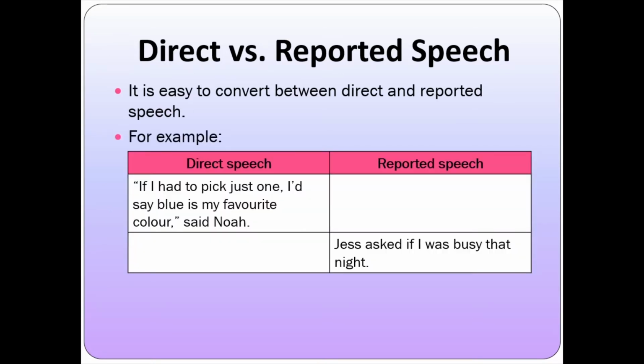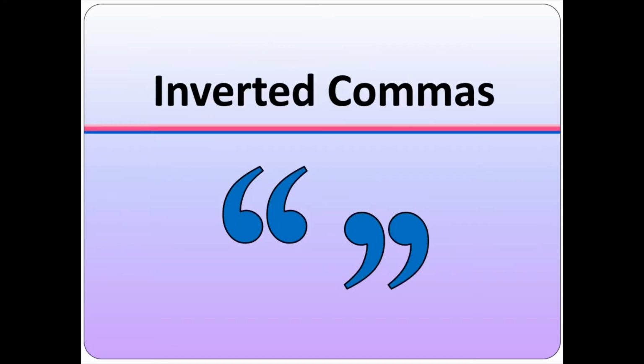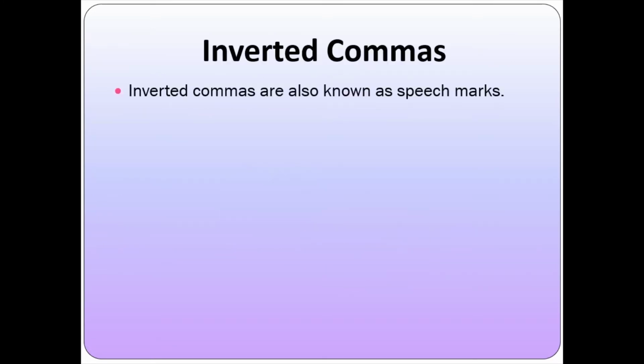Okay. So, it's very easy to convert between direct and reported speech. For example, direct speech here. "If I had to pick just one, I'd say blue is my favourite colour," said Noah. Okay. Noah told me his favourite colour was blue. As simple as that. And again, Jess asked if I was busy that night. To put that into direct speech: "Are you busy tonight?" Inside the inverted commas, the punctuation inside, okay, is all there. Asked Jess.